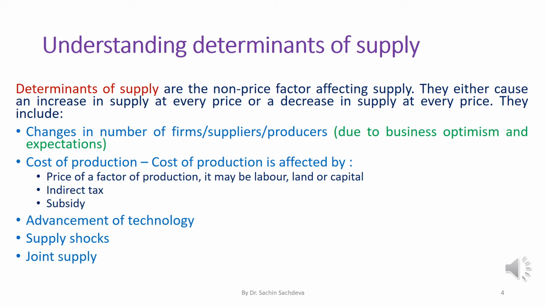Joint supply is another determinant of supply. When we move to the joint supply slide, that time I will spend time on it. Otherwise, it will become a bit repetitive. So I'm avoiding it now. It is another determinant of supply. As of now, we can note that.